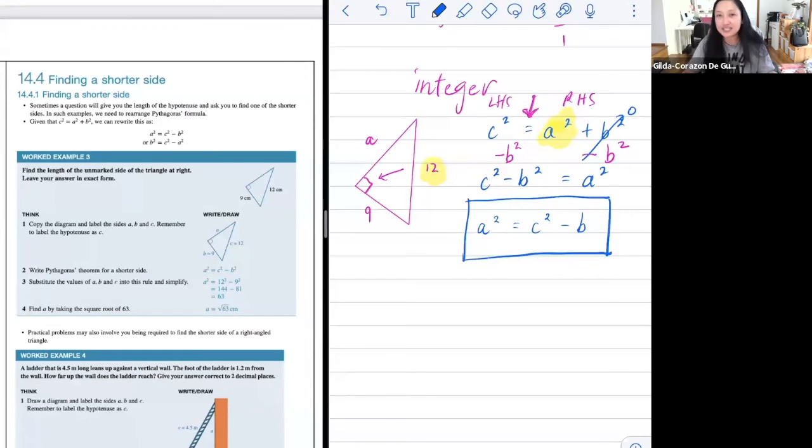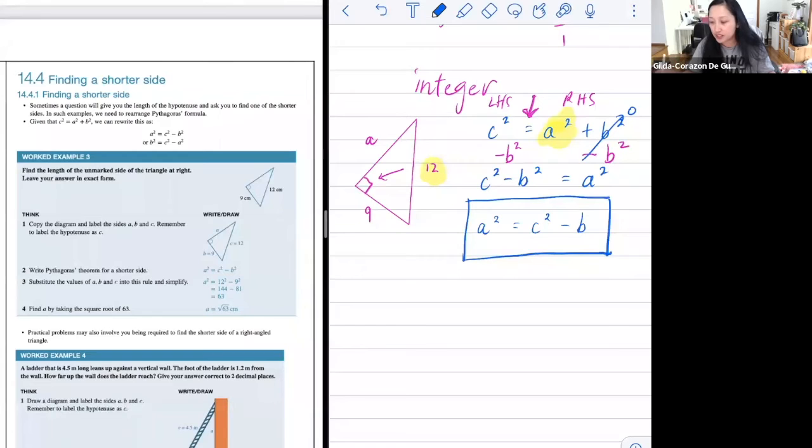We're still applying our Pythagoras theorem, right? It's just renaming it so that it will suit our needs. What is our need? What do we want to find out? We want to find out the shorter side. We don't want to be finding out the hypotenuse anymore. So now we've got A squared equals C squared minus B squared. So when a shorter side is the one that's missing, we use this formula instead.